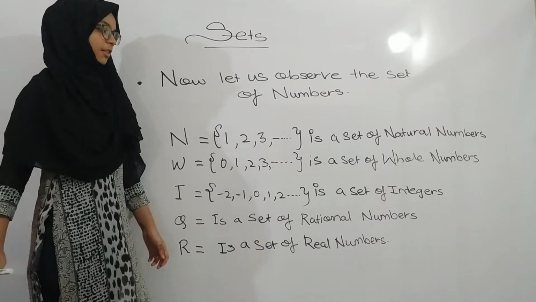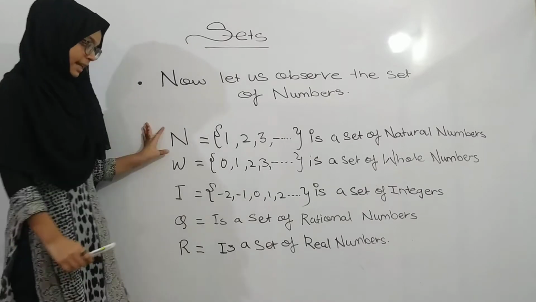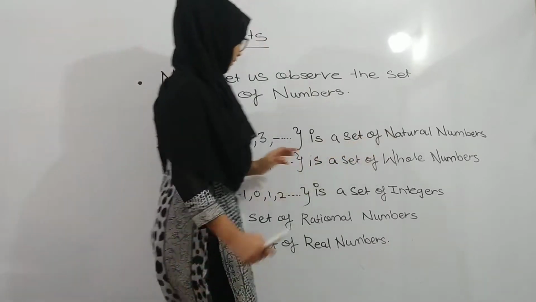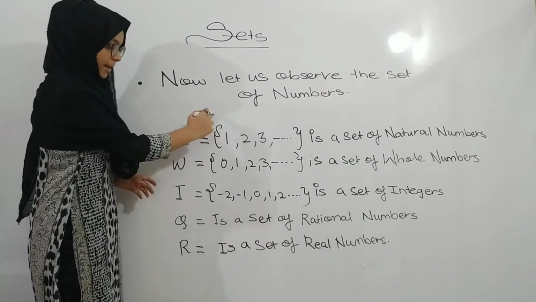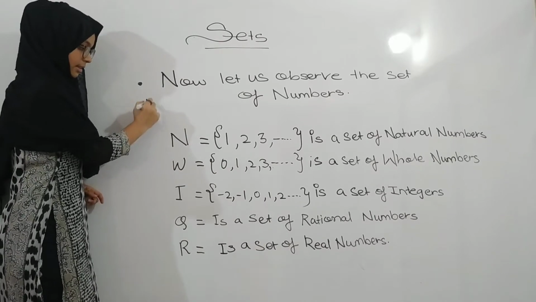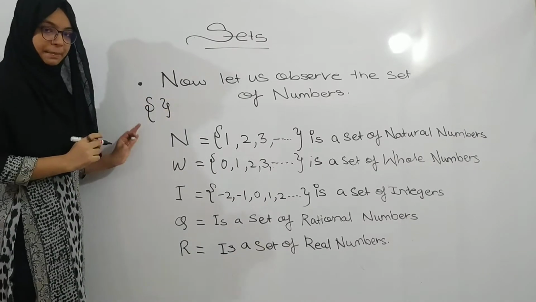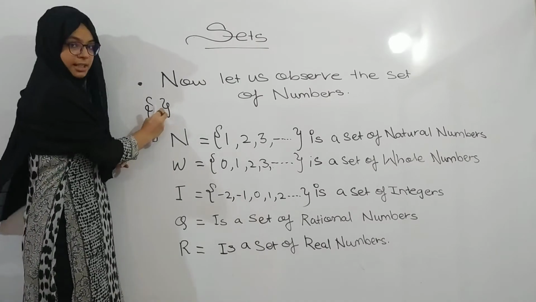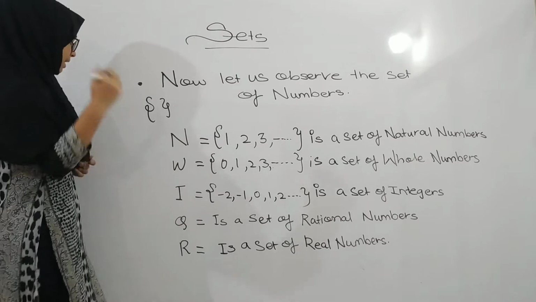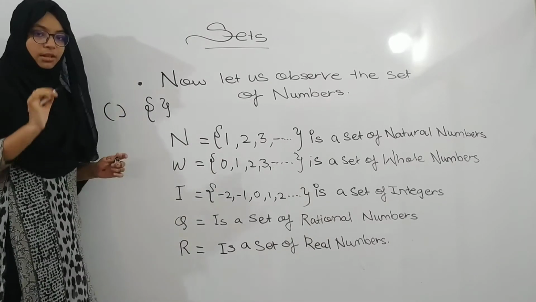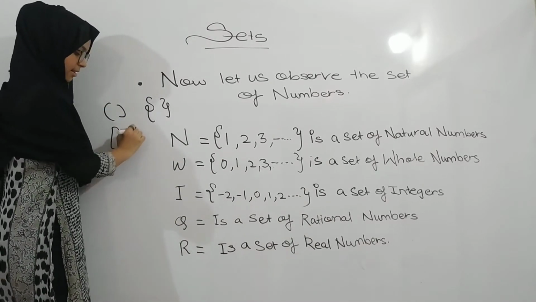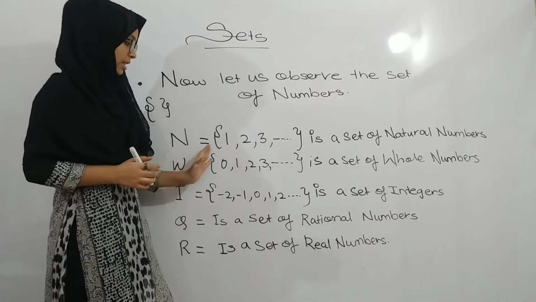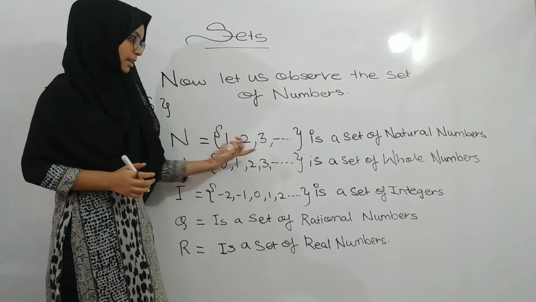Now, let us observe the set of numbers. N, capital N, is a set of natural numbers. We define a set in curly brackets like this. These are curly brackets. We always write sets in these brackets only. Never use round brackets or square brackets. Only use curly brackets. Like {1, 2, 3, ...}. These are natural numbers in one set.